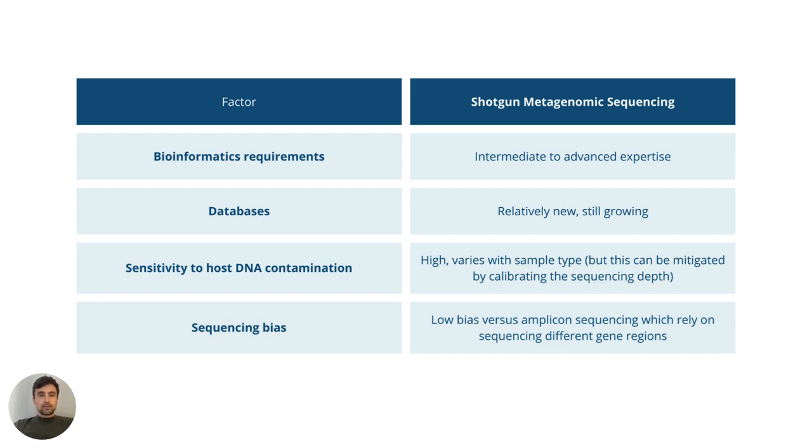You also need to consider sensitivity to contamination. High sensitivity to host DNA contamination can affect results, and adjusting the sequencing depth can mitigate this. Finally, bias and standardization is a critical consideration. While shotgun metagenomics is untargeted, experimental and analytical biases can still occur. Standardized protocols help ensure consistency and minimize errors. For example, samples that are expected to contain lots of host DNA, such as skin swabs, can be difficult to analyze by shotgun sequencing, as the microbial DNA load is low and the human DNA load is high.